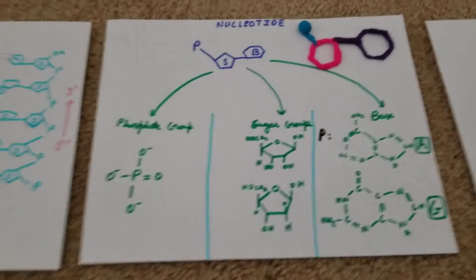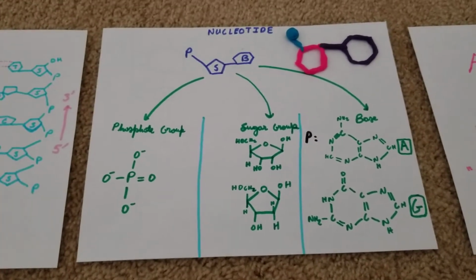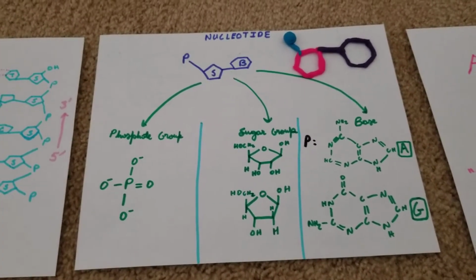In the sugar group, you will see two molecules. The one on top is a ribose sugar, which is found in RNA. The one on bottom is a deoxyribose sugar, which is found in DNA.